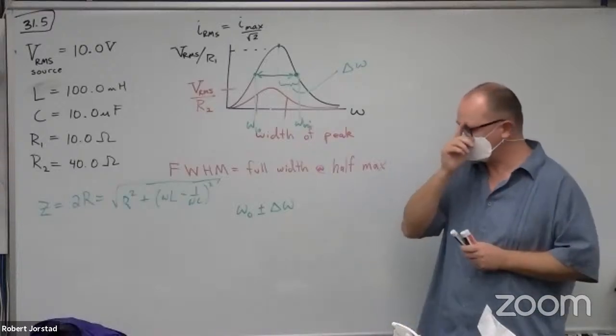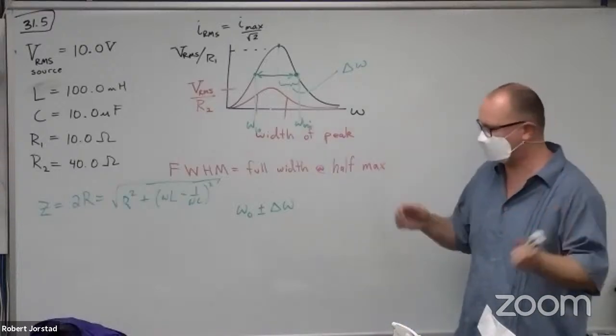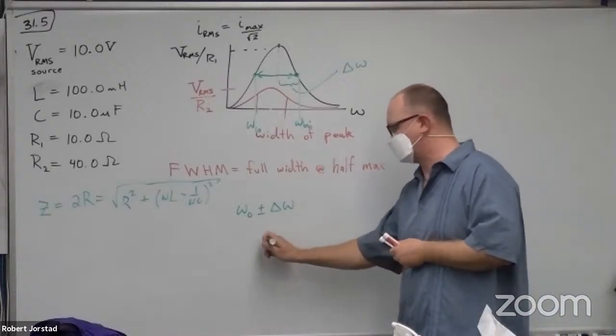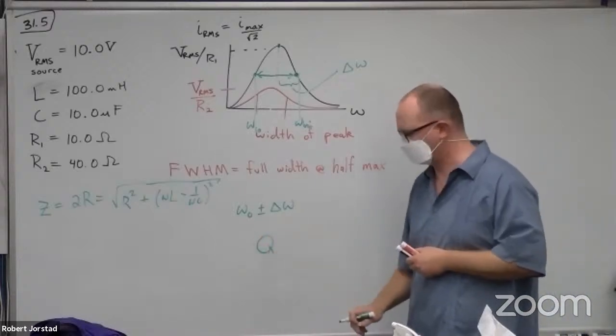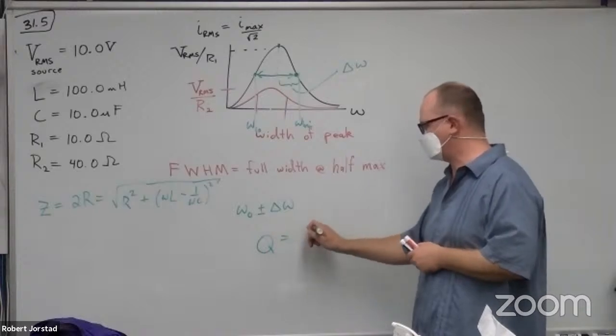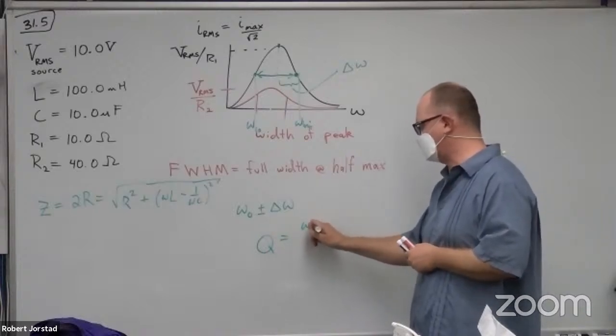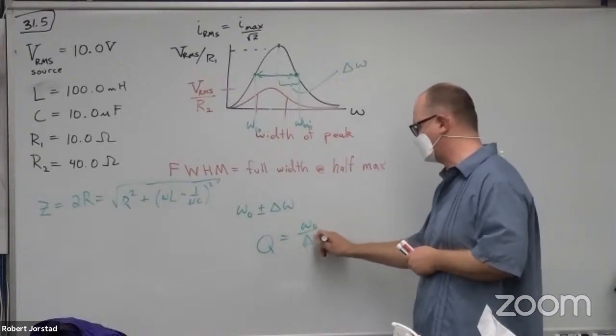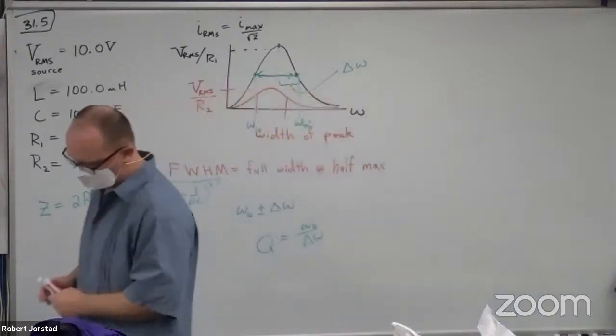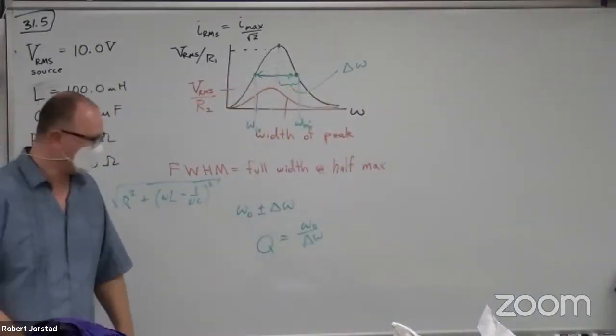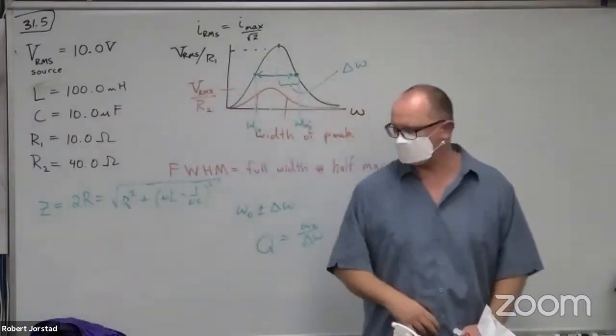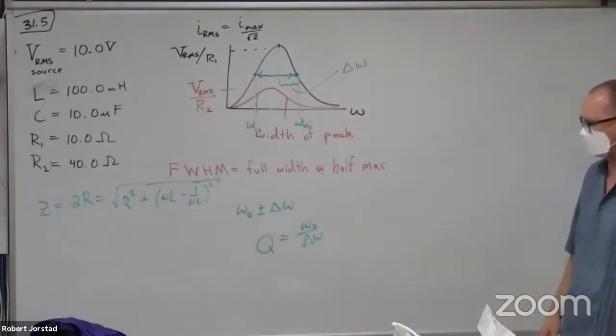Now, out of all that, that's fine. That's interesting. There's a thing called a Q factor, right? The Q factor, making sure I don't screw this up, I believe is omega naught over delta omega. And I believe this is written somewhere in that problem. Yeah. All right. So I kind of walked through this, but I think this gives you the basic idea.